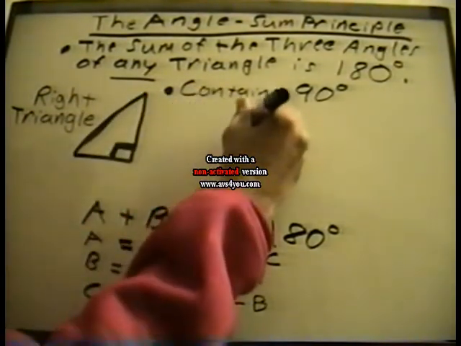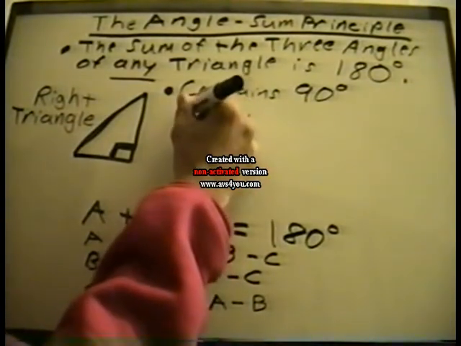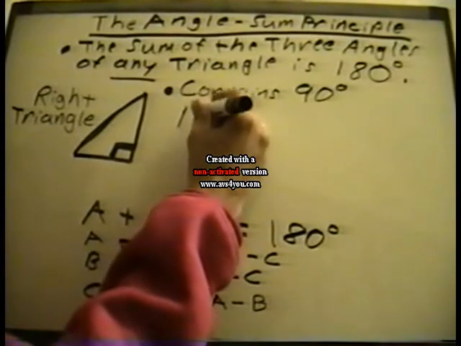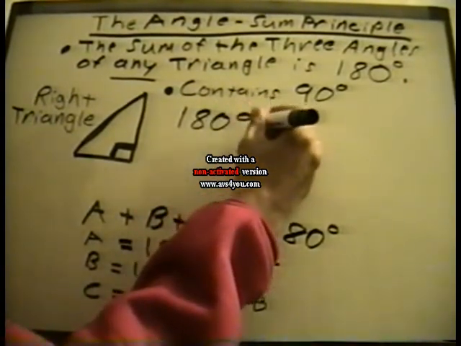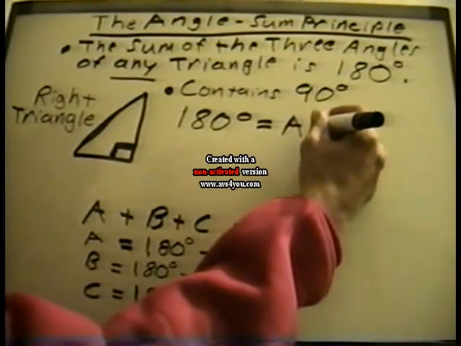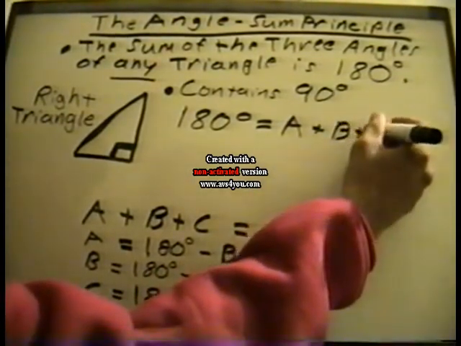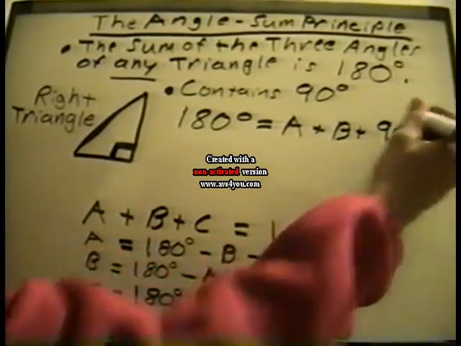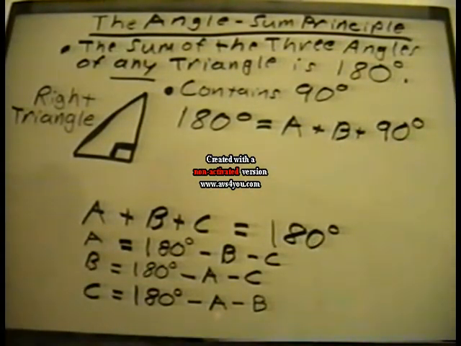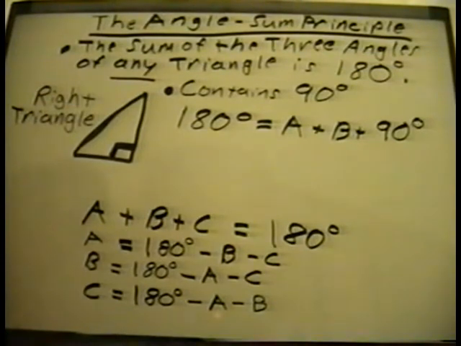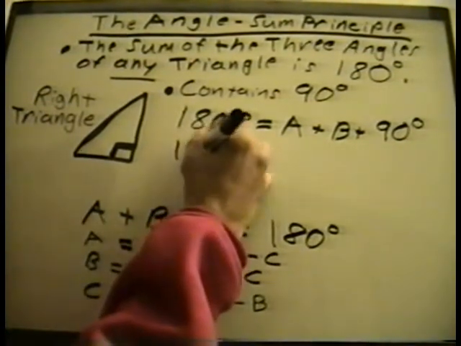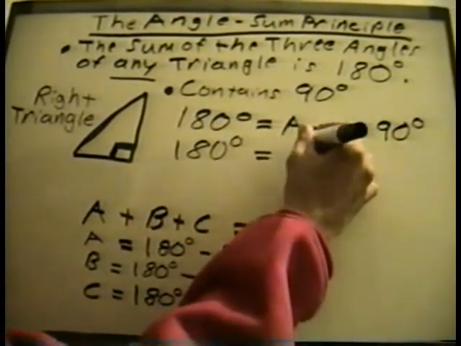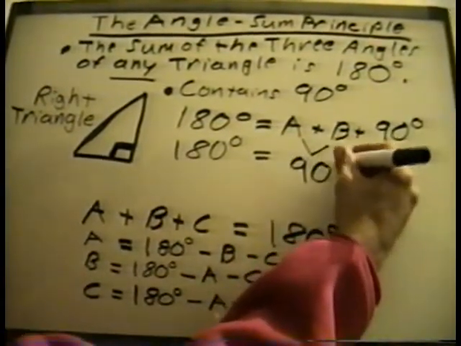So since the sum of the angles of a triangle is equal to 180 degrees, then we find the other angles by plugging in the value for 90. So whatever the value of these two angles, the total of those values must be 90 degrees.